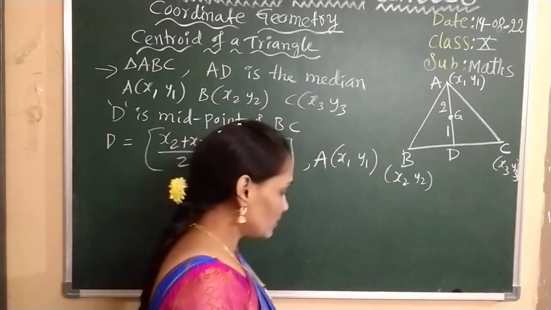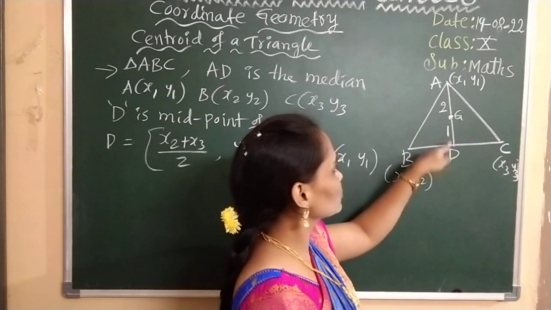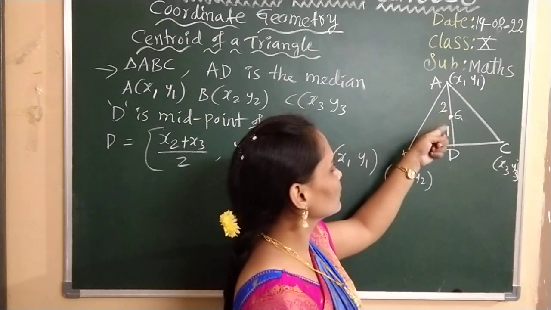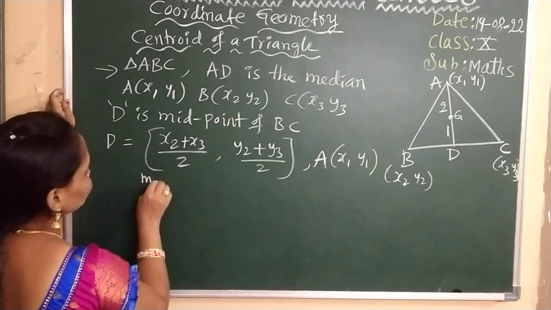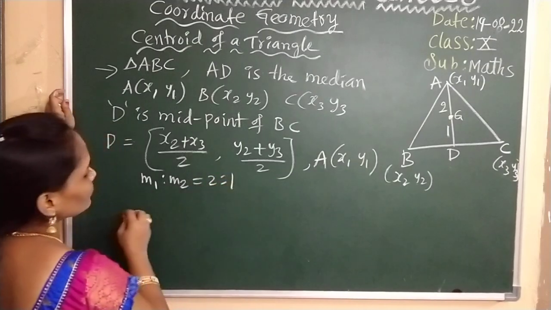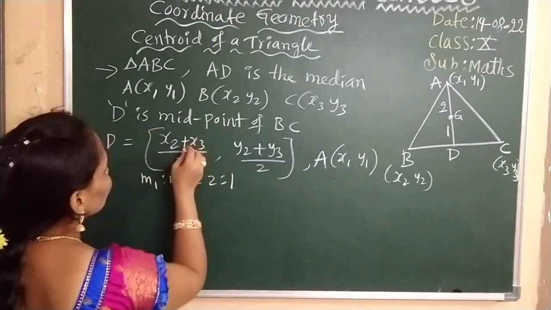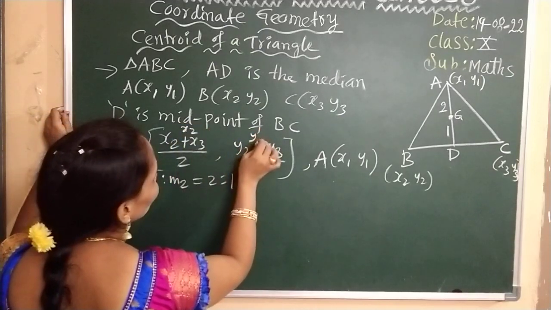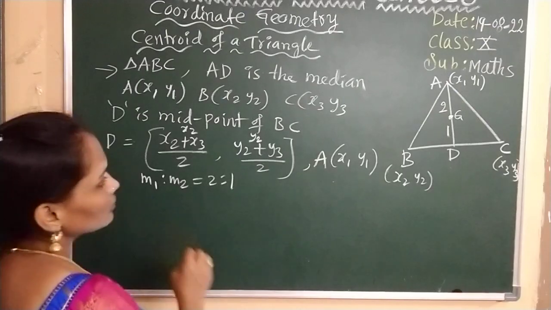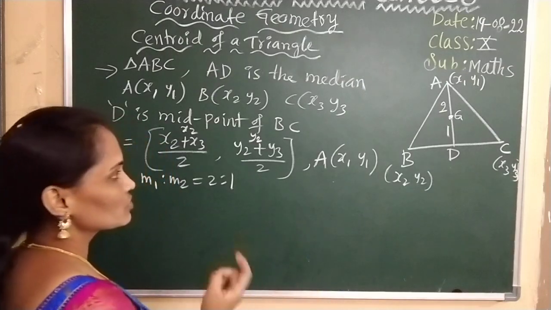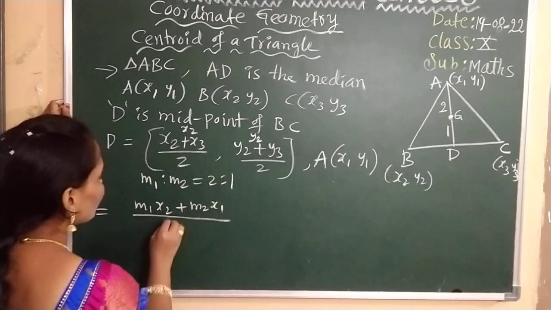In the previous video we derived that if any point divides a line segment internally in the ratio m1 is to m2, then we have a formula. Here let us take m1 is to m2 as 2:1. This is x1, y1 as it is, and this is x2, y2. The formula is (m1 x2 plus m2 x1) divided by (m1 plus m2).